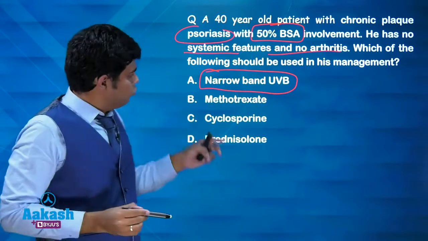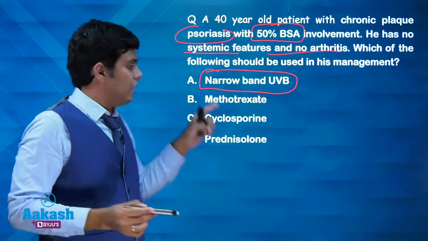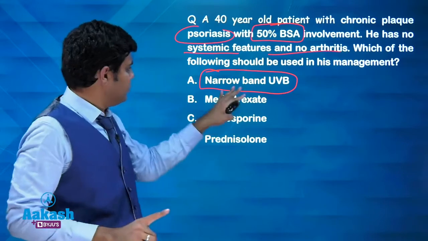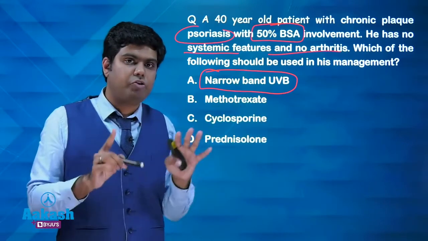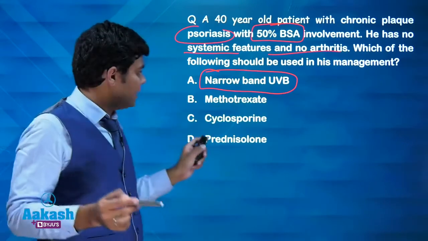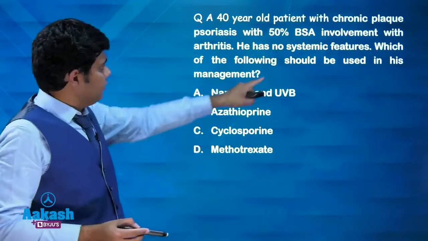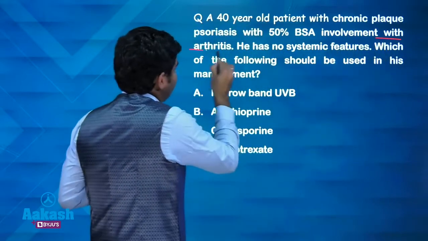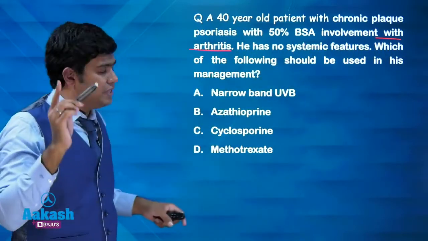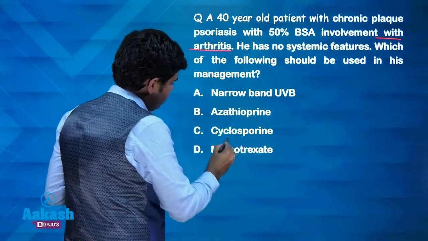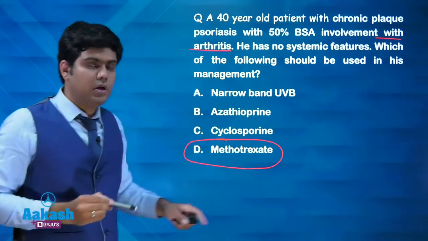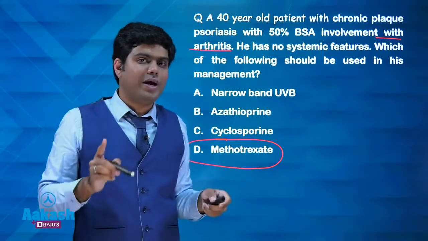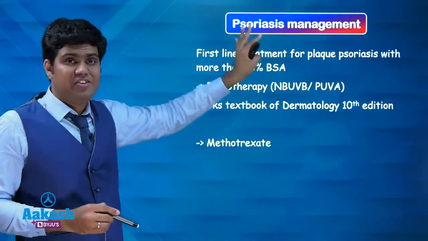narrowband UVB. People are confused whether it's methotrexate or narrowband. The standard books, Rook's textbook of dermatology and Bologna, mention narrowband UVB as first line treatment for moderate to severe plaque psoriasis. If they had asked about a patient with psoriatic arthritis with more than 50% BSA, I would have marked methotrexate. If arthritis is there, methotrexate. If arthritis is not there, then you should go with narrowband UVB. So psoriasis management is very important.